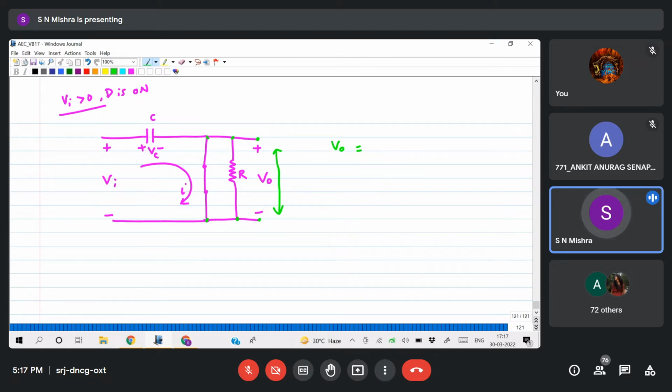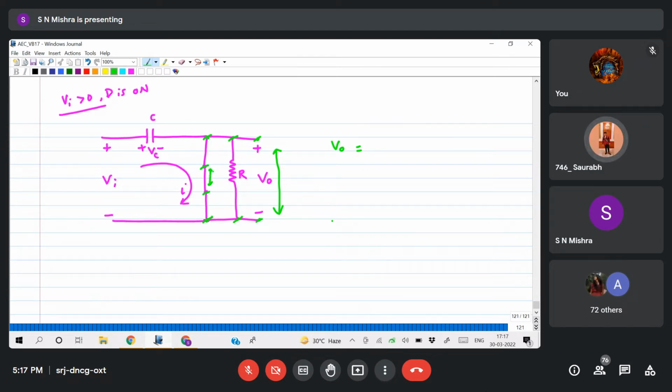I want to find the output voltage across these two points. So this is same as these two points, same as these two points, same as these two points. What is the potential difference between these two points? Vi minus zero. Zero. If it is zero, sir, how will current flow?